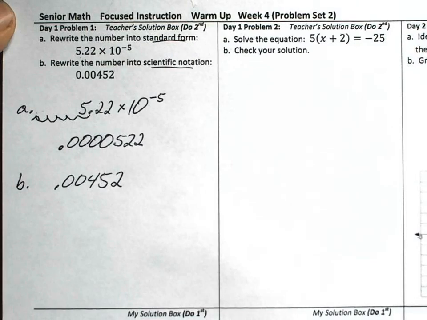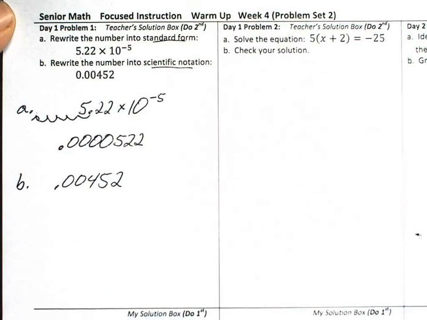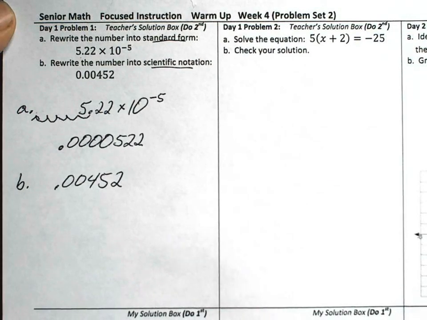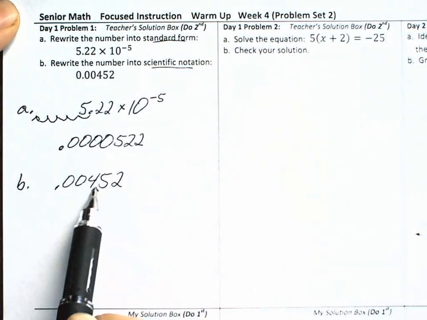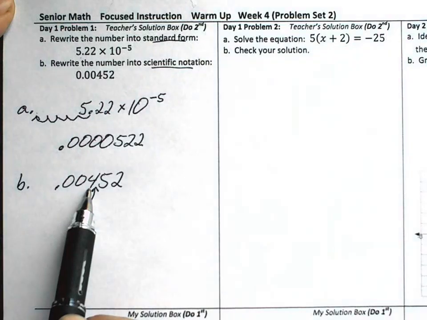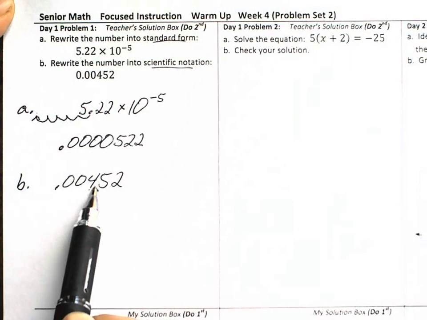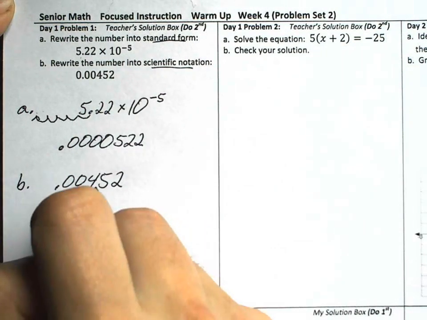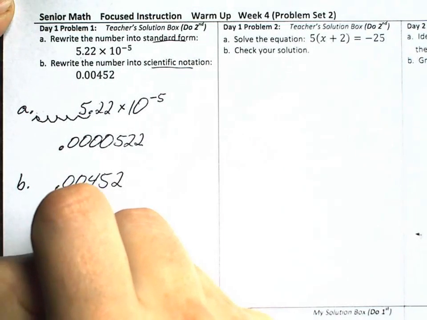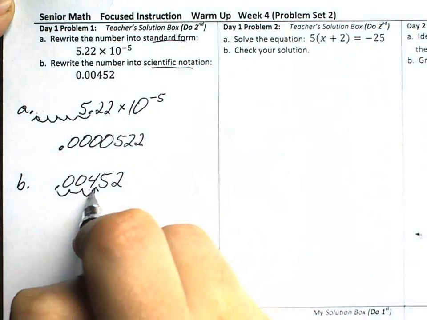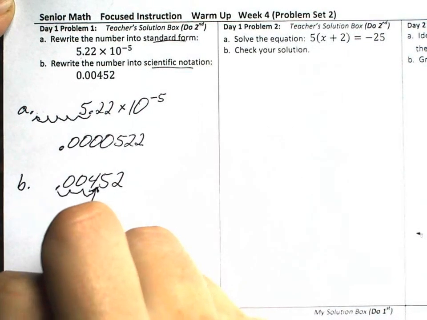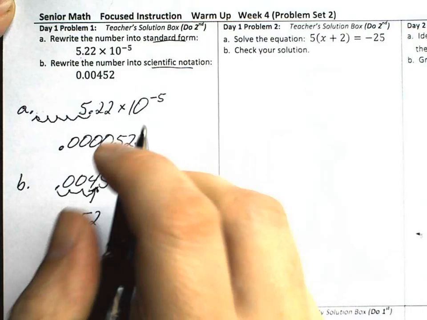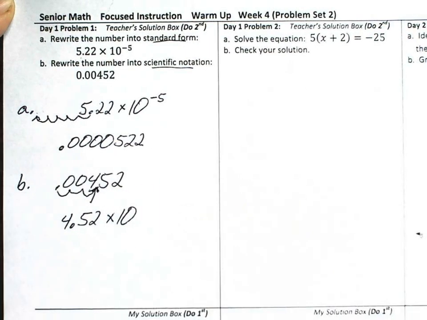Now to change this to scientific notation, we want to have one non-zero number to the left of the decimal point. And so that means we want to put the decimal point here so that the number 4 is that number that's to the left of this dot. And that means the decimal point needs to be moved 1, 2, 3 places. That will create 4.52 and then times 10.